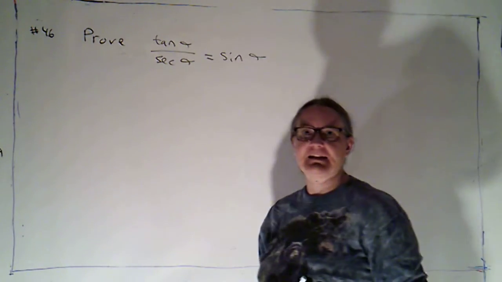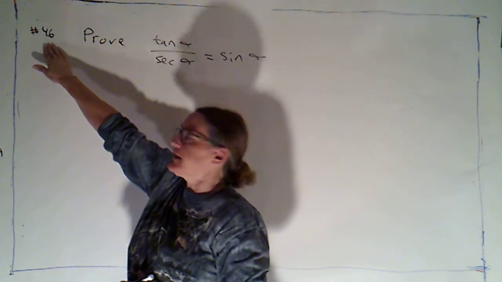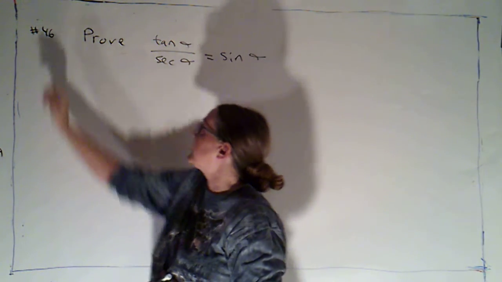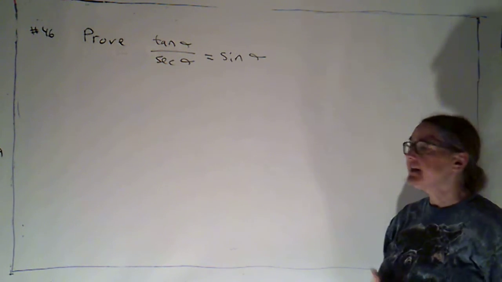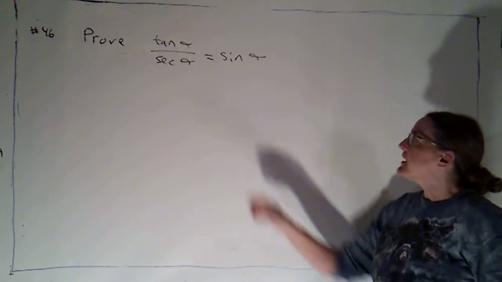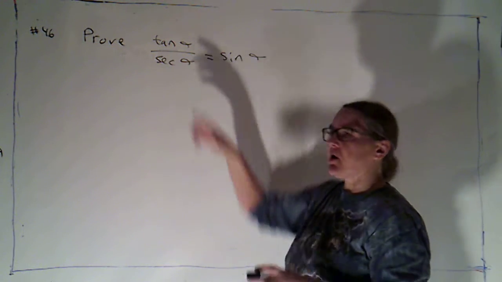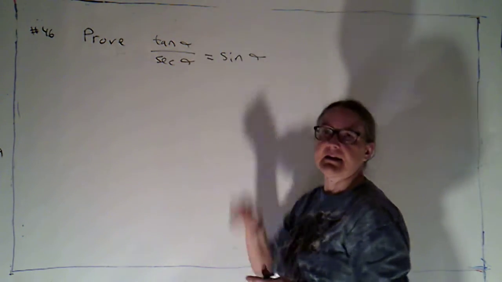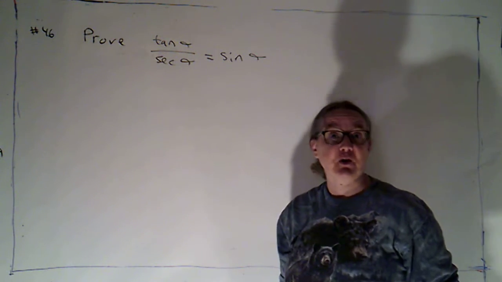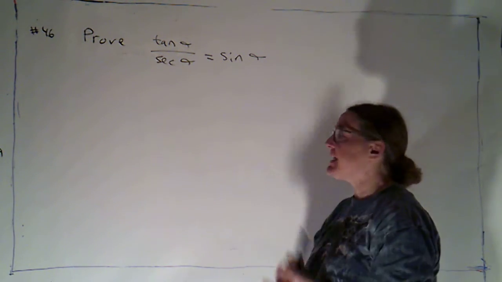All right, in this video we're going to prove our first trig identity. So I've chosen this as an even numbered problem from your textbook. It's number 46. We're proving that tangent of alpha over secant of alpha is equal to sine of alpha. Now you'll see with the identities, the book often varies what the name of the input is. That's just because it doesn't matter. That's just the name of the angle.